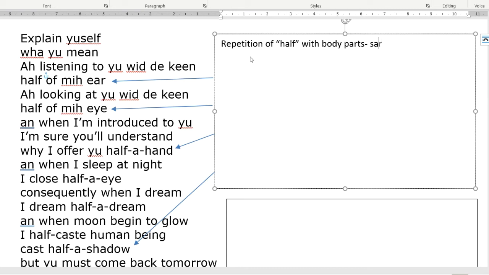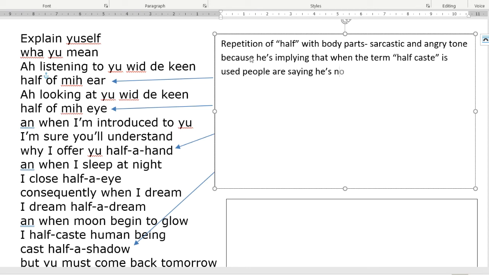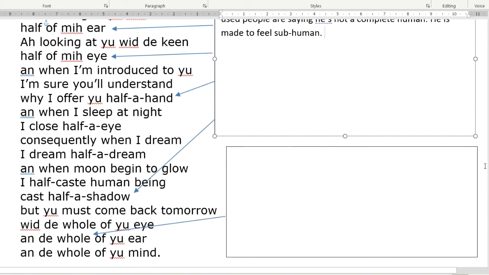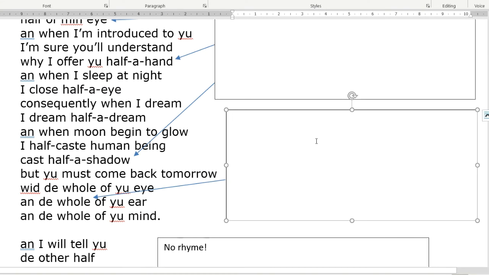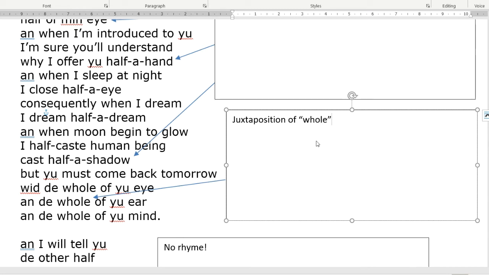And he's being very sarcastic and angry in his tone here, because what he's telling us is that by using that term half caste, people are saying that he's not a full human, that he himself is completely half and therefore he's subhuman almost. What we've got next, a little bit further down again, we've then got him repeating the word whole. He does it three times within those three lines.